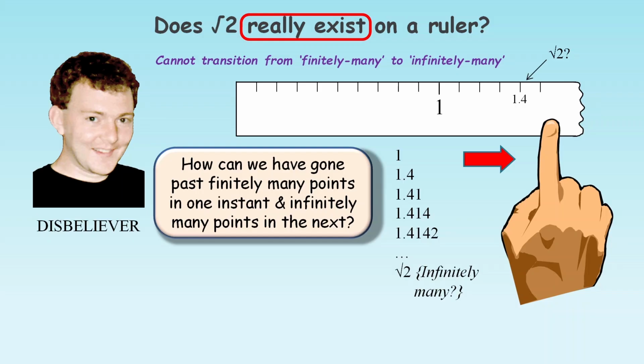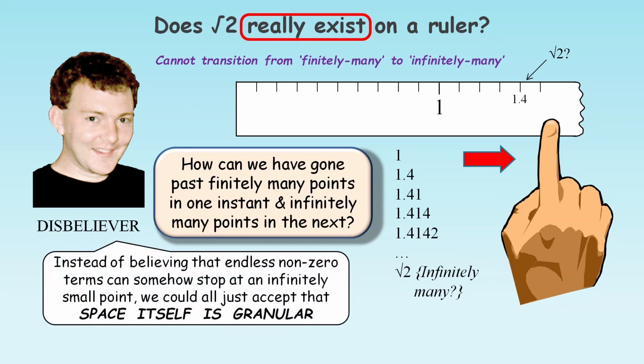And the only way that we can avoid this absurdity is to conclude that irrational lengths can't exist in the real world, and that space itself must consist of a finite amount of smallest parts.